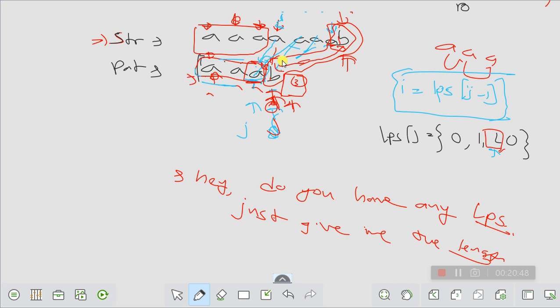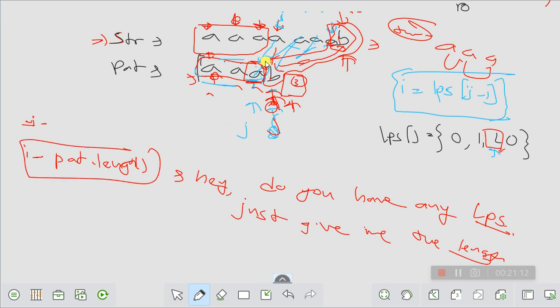So in order to get the starting index, I'm going to... Generally we return true or false whether the pattern is found or not, but according to the problem we have to return the starting index. So I'm just going to return i minus pattern.length. Okay, so this is about the KMP algorithm.